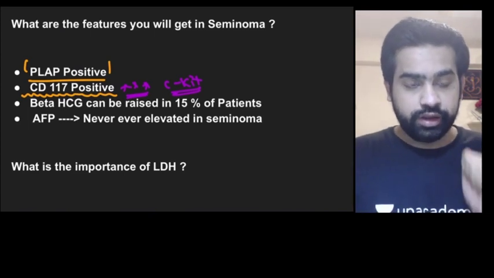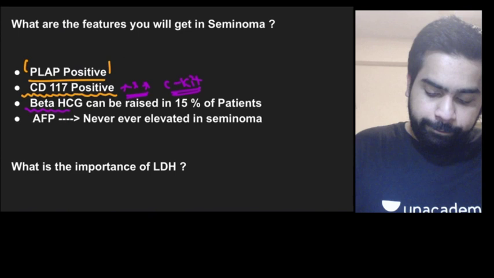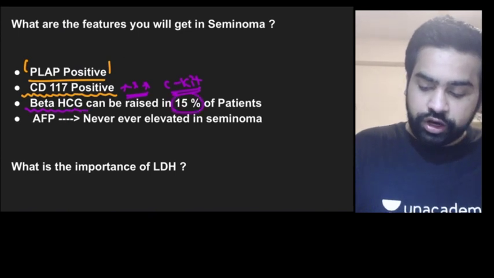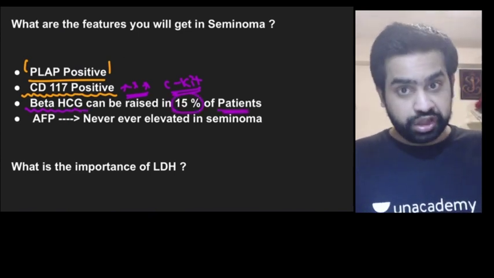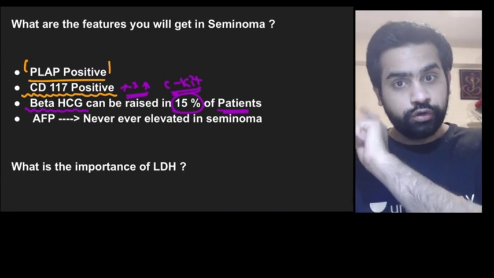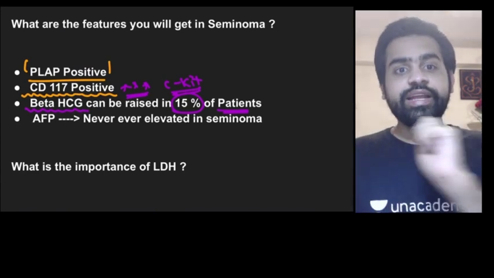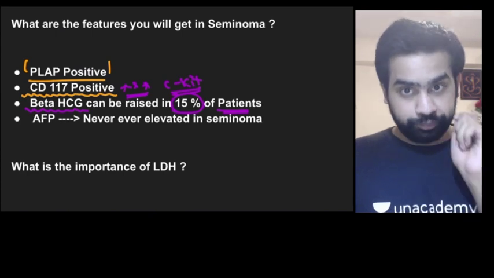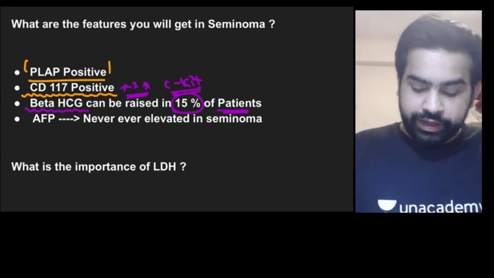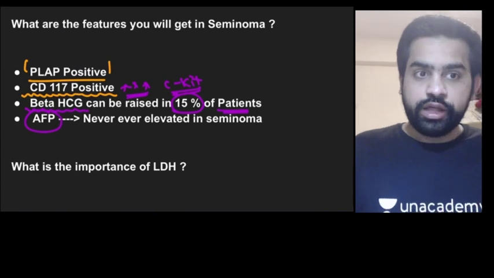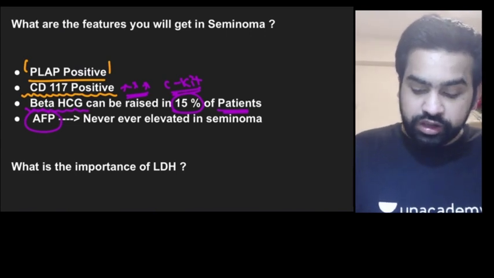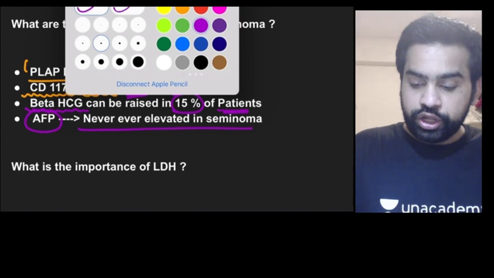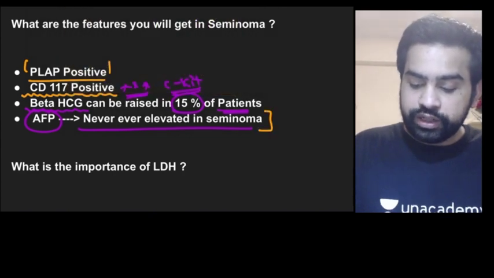Please understand this. Then beta HCG can be raised in around 15% of the patients. Beta HCG, though it is primarily a tumor marker of a choriocarcinoma, still it can be raised in around 15% of the patients with seminoma. I hope you understand this. Now lastly, we have alpha fetoprotein. Alpha fetoprotein is never ever elevated in seminoma. You need to understand this. You need to grill this into your mind.